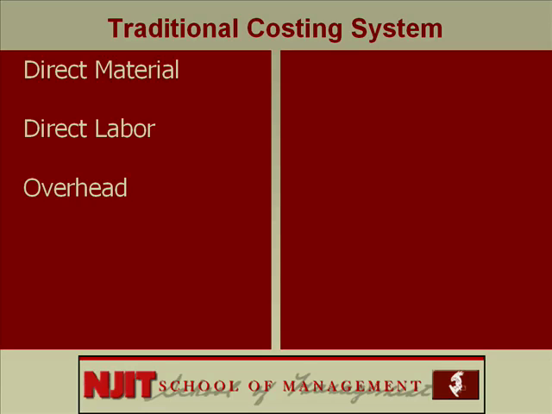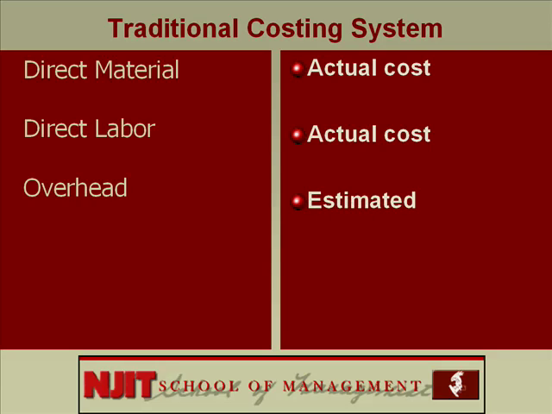For direct material, they use actual cost. That's the actual material used in the job. For direct labor, they use actual cost. That is, what was actually paid to the workers. Overhead is estimated. The question is, why estimate overhead? Do you need a few minutes to think about it?